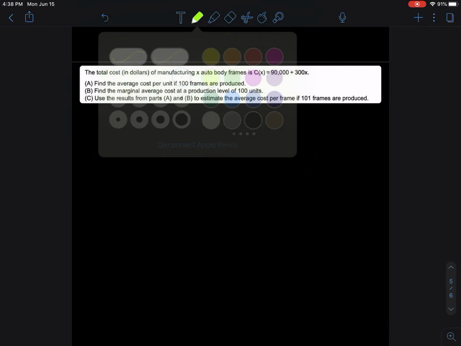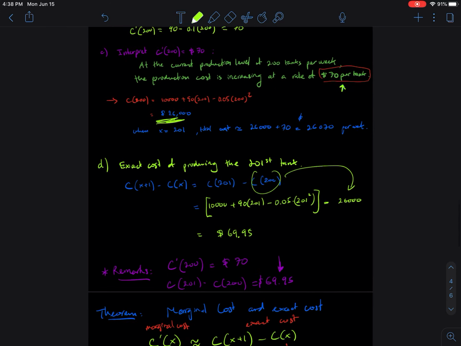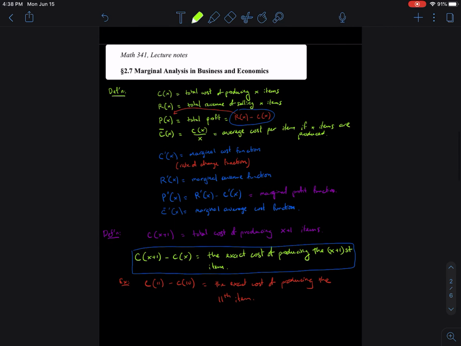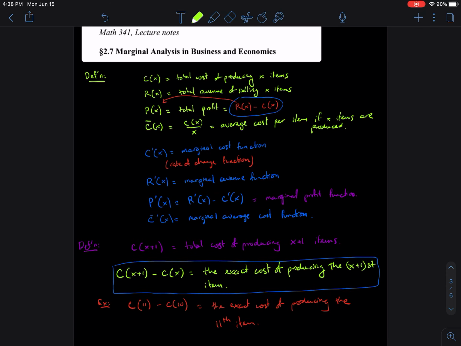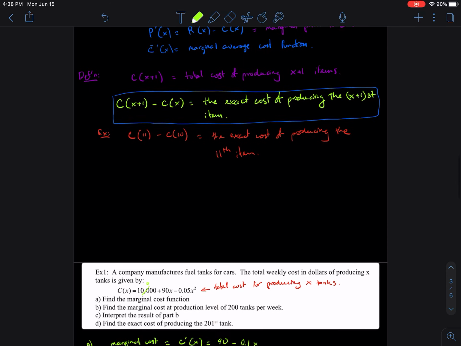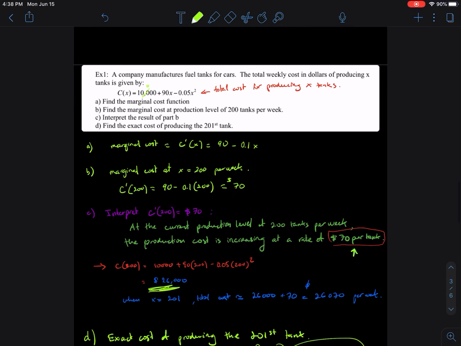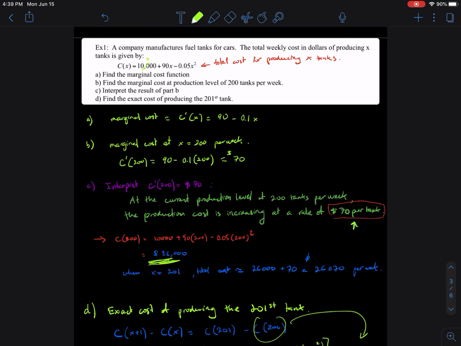Alright, welcome back, guys. This will be part 2 of lesson 2.7. In part 1, we discussed the notations and definitions of some of the marginal functions that we study in this class, and these notations will come up over and over again. And we went over one example of how we apply the concept of derivative, through marginal functions, to approximate the exact cost of producing a certain item, and that was in the previous video.